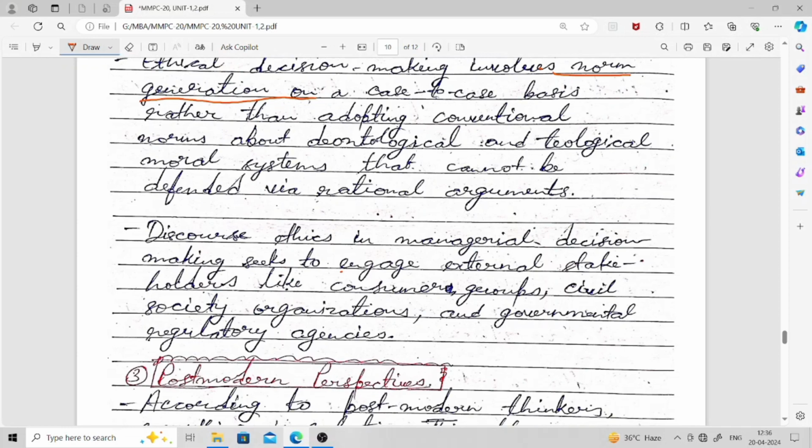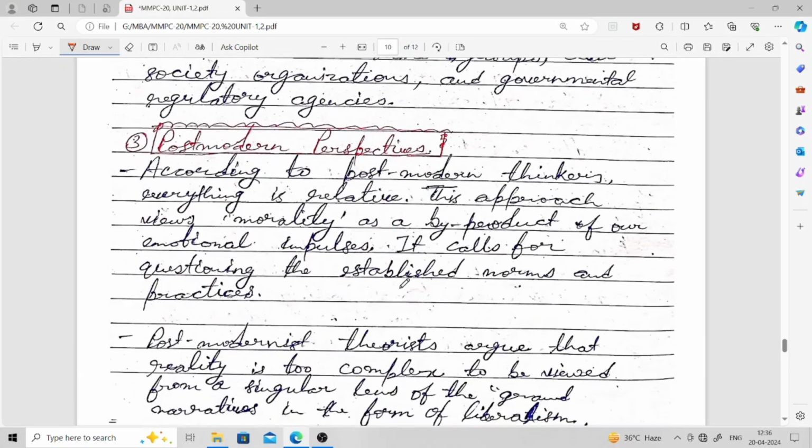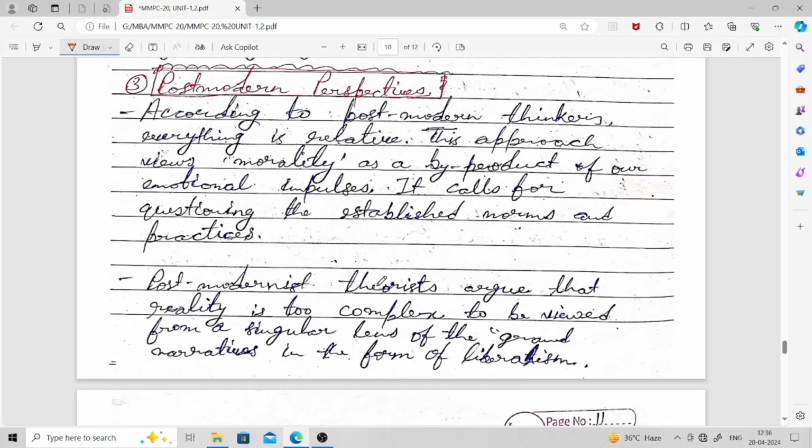Then the postmodern perspective is given. Third one: according to postmodern thinkers, everything is relative. This approach views morality as a byproduct of our own emotional impulses. It means morality is what? An emotional byproduct of emotional impulses.